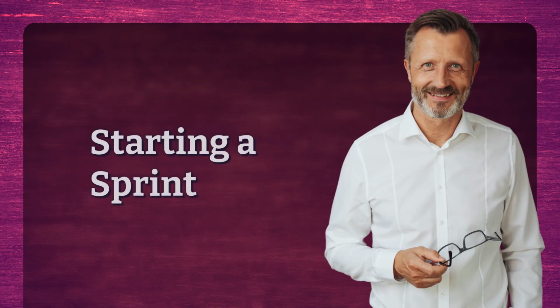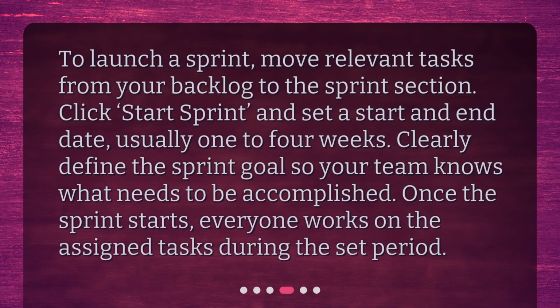Starting a sprint. To launch a sprint, move relevant tasks from your backlog to the sprint section. Click Start Sprint and set a start and end date, usually 1 to 4 weeks. Clearly define the sprint goal so your team knows what needs to be accomplished. Once the sprint starts, everyone works on the assigned tasks during the set period.